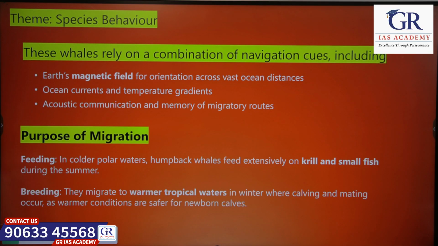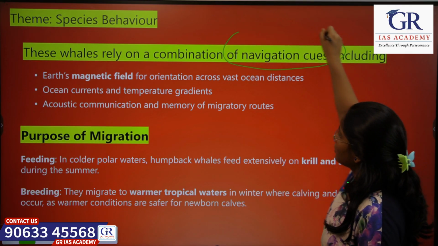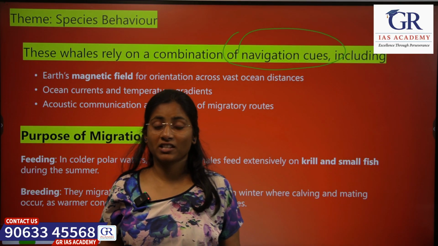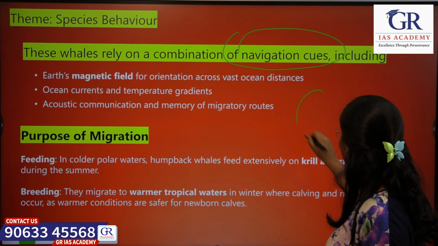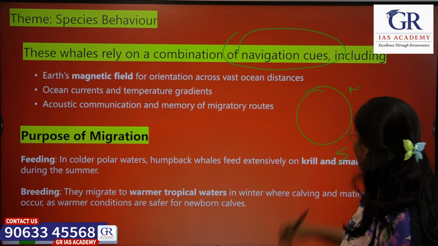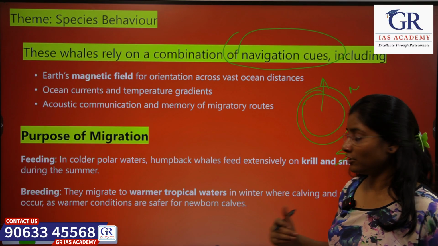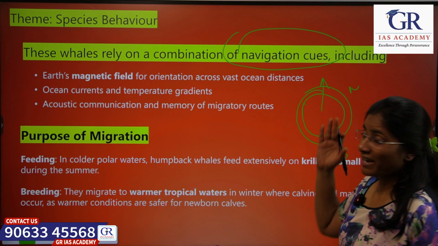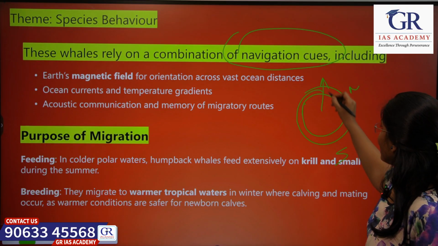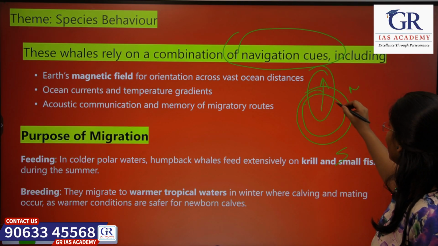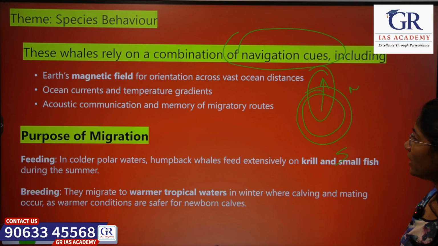They depend on navigation cues. So what do they use? They use Earth's magnetic field as a compass. We already know Earth has magnetic north and magnetic south poles. So humpback whales can identify magnetic north of Earth and use it to migrate from one place to another. Using this is only possible for a few animals, and one of them is our humpback whale.